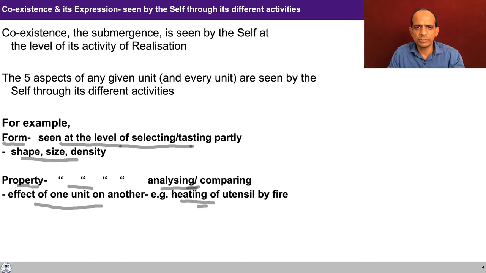Now, this is something that you analyze, that if I switch on the fan in this manner, the fan will start rotating. Now, if I put my finger again and toggle it the other way, the fan will stop. Now, this is something that you are able to analyze. So the property, that is the effect of one unit on another unit, is something to be analyzed by the self. So the form is observed by the self at the level of selecting and testing. The property is observed by the self at the level of analyzing and comparing.